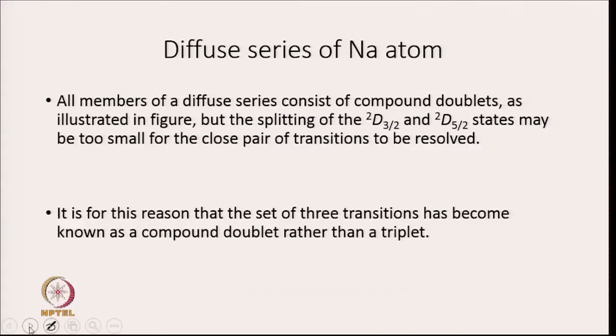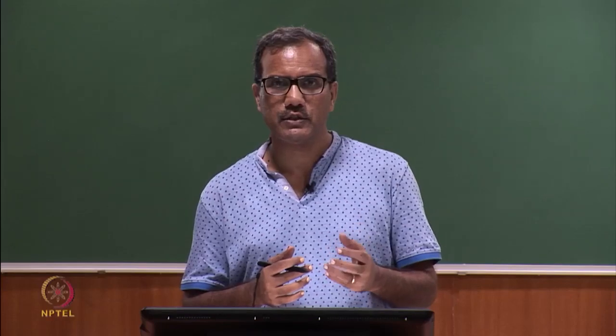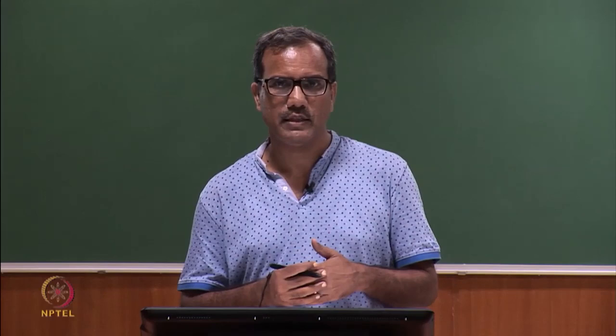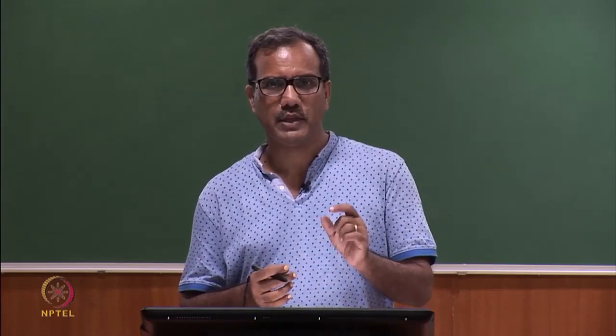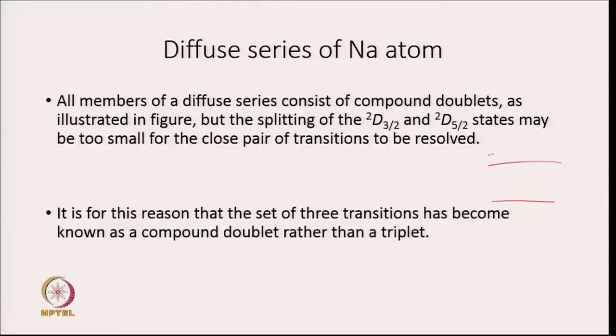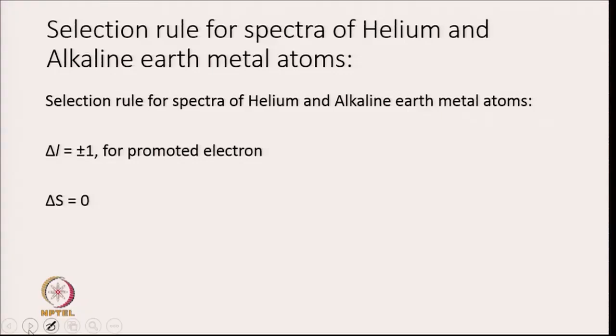Now let's talk about the diffuse series of the sodium atom. All members of a diffuse series consist of a compound doublet, as I have shown in the previous slide. But the splitting of the 2d3/2 and 2d5/2 states may be too small for the closed pair of transitions to be resolved. Since these two energy levels are quite close to each other, this looks like a single peak. So what you will see is a compound doublet rather than a triplet. It is for this reason that the set of three transitions has become known as a compound doublet rather than a triplet.